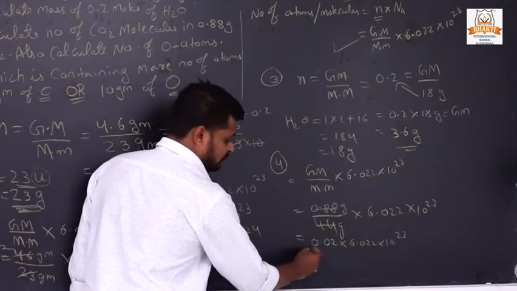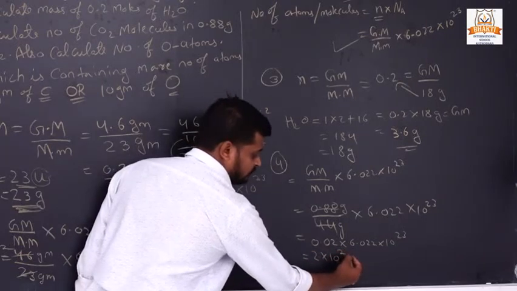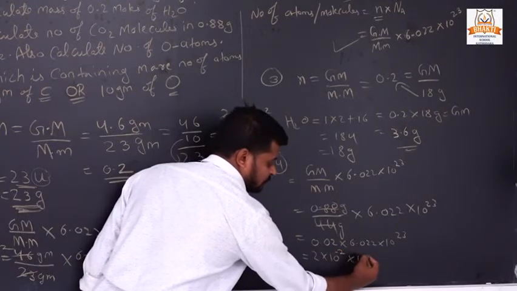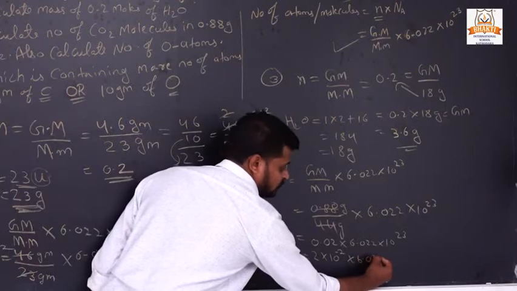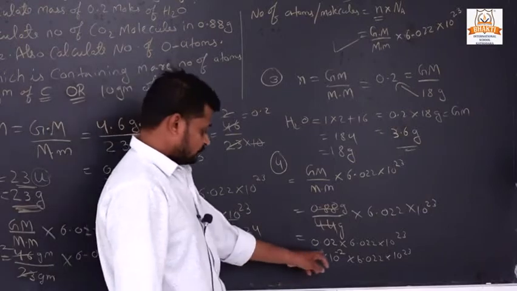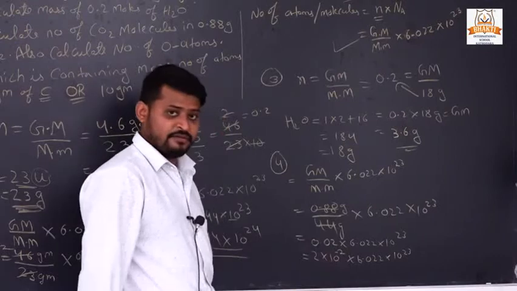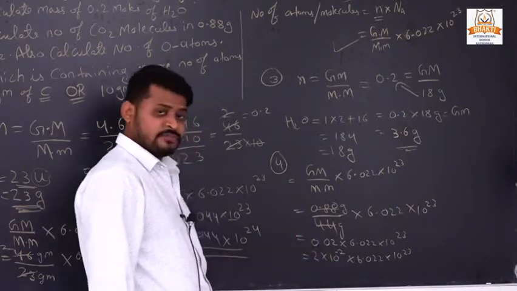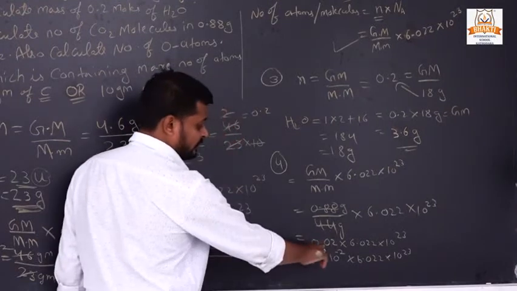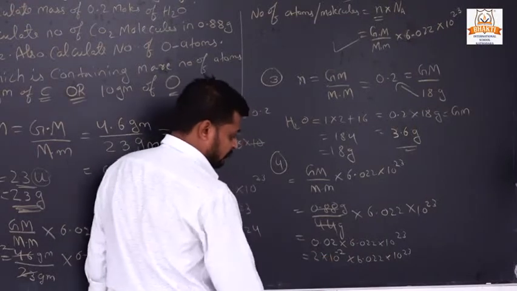If we write this another way, it is 10 to the power 2 into 10 to the power minus 2 into 6.022 into 10 to the power 23, which means we put the decimal back. That's why the power is negative. When we move the decimal before the number, the power is positive, but when we move the decimal backward, we have to take the power in negative form.